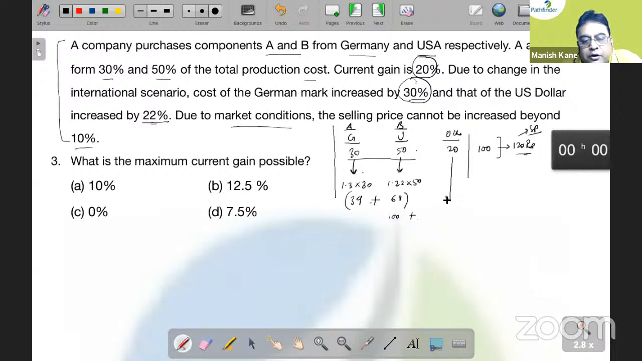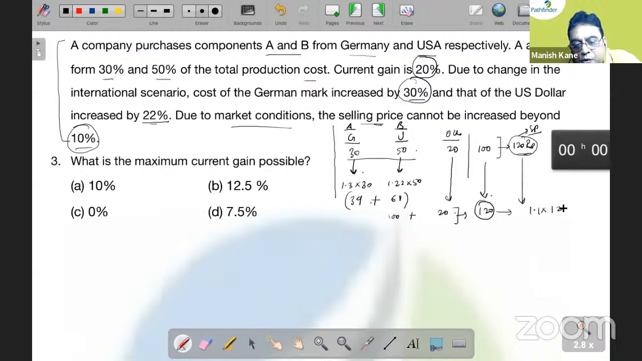There is nothing told about the remaining part. So you will assume that this cost will remain the same. So now, instead of 100 rupees, the component costs 120 rupees only. And what has been told about the selling price? The selling price cannot be increased beyond 10%. So earlier the selling price was 120. So now the selling price will be 1.1 into 120, that is 132 rupees.